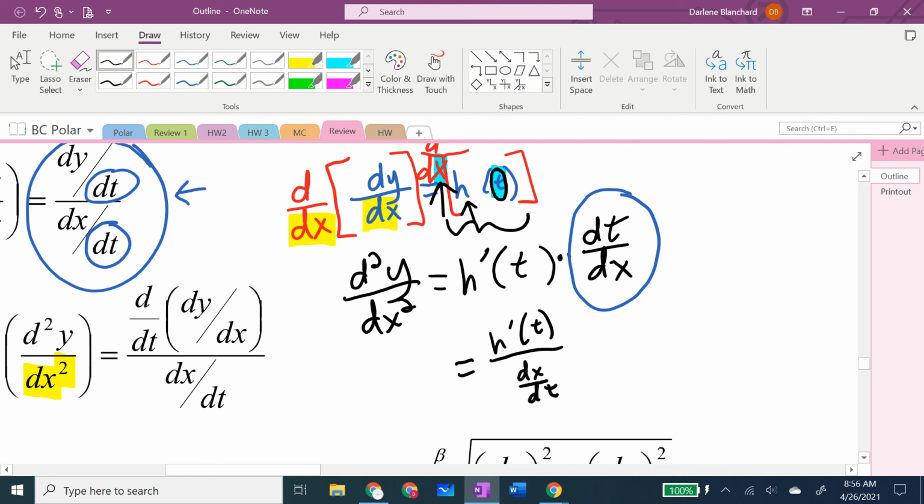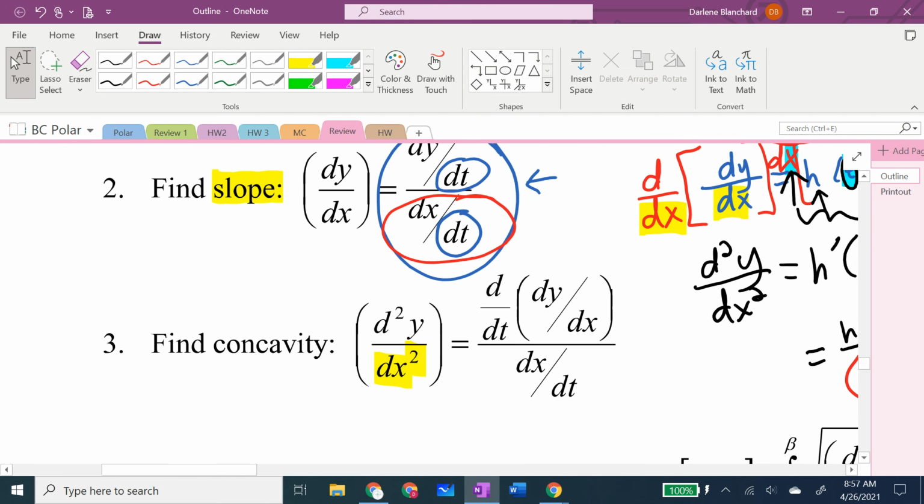And then dx/dt is something you had to have already found when you were taking that first derivative. So make sure you're clear about that formula. But that's if you need concavity. If you need acceleration, that's completely different.